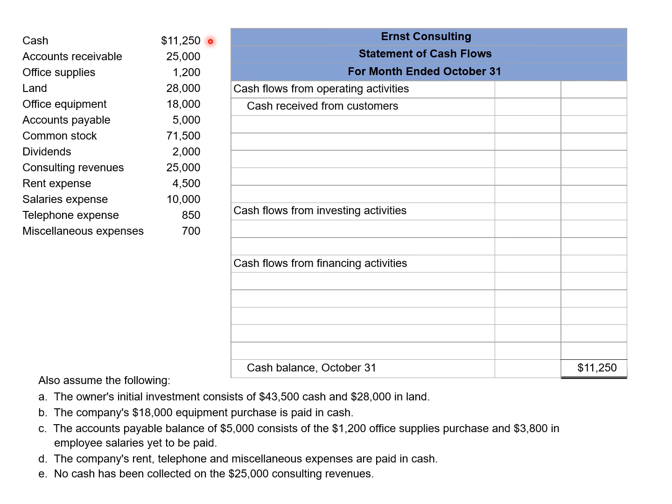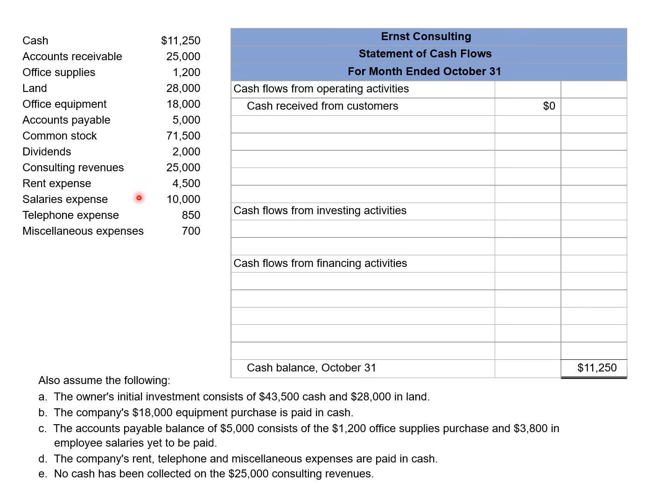Okay, so cash flow from operating activities. So cash received from customers. If you look at your revenue account, your balance is $25,000. Your customers are eventually going to have to pay you that cash. However, the accounts receivable balance is $25,000 too, and they tell us in letter E that no cash has yet been collected on that consulting revenue. So our cash received from customers is going to be 0.